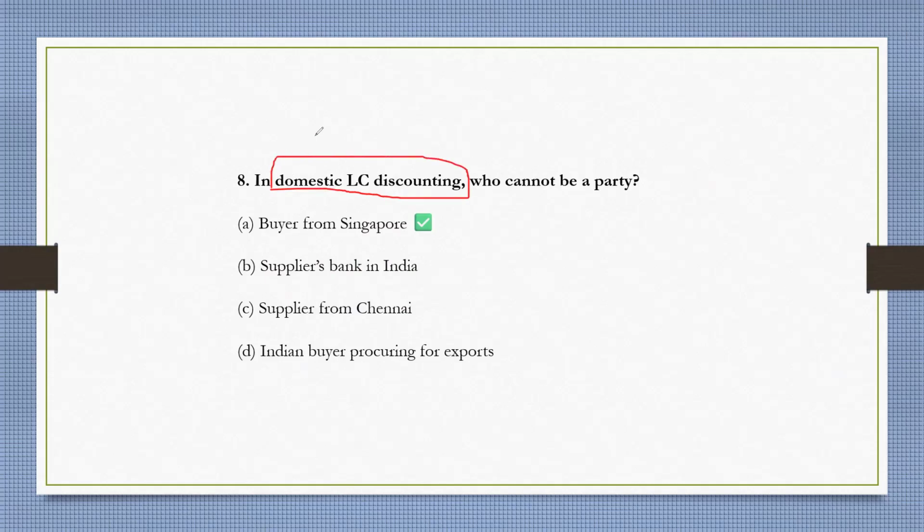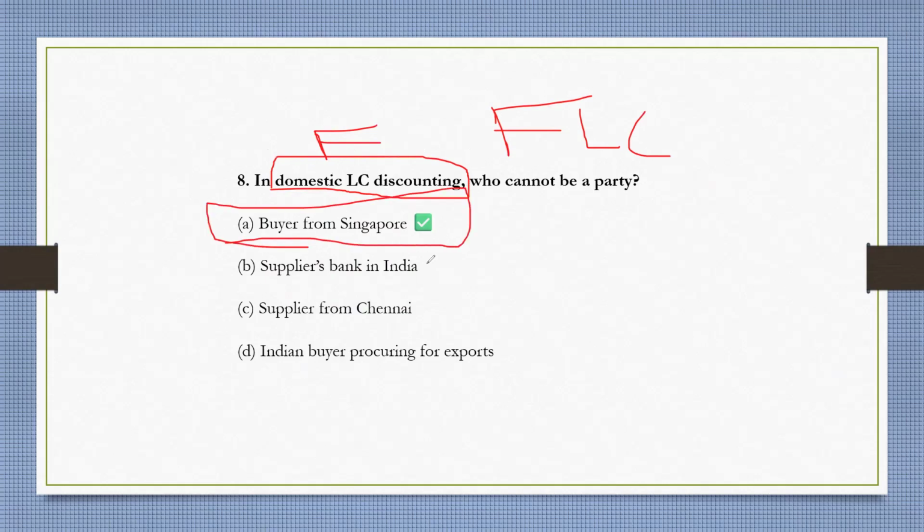And there are two LCs. One is domestic, one is foreign LC, that will be called FLC. And the other is domestic LC, or some banks will be telling inland LC. So in that LC, foreign party should not be there. Supplier bank in India will be there. Supplier from Chennai, it can be there. Indian buyer procuring for export, this can also be there. But foreign person can't be there. So first will be the answer.